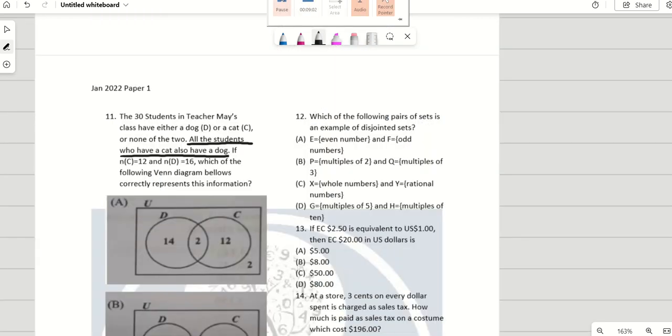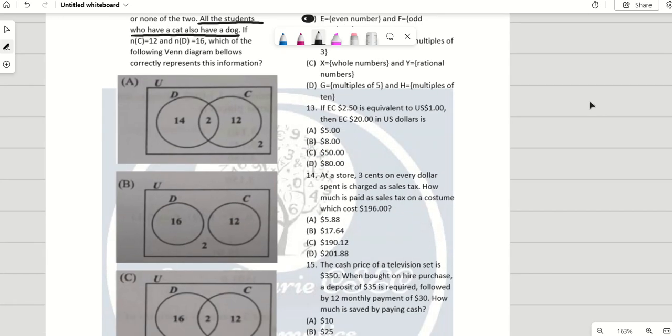Number 12 says, which of the following sets are an example of disjointed sets? Disjointed set just means they have nothing in common. If you look at the first option, even numbers and odd numbers, that is the opposite of each other. So we know A is your disjointed set, right?